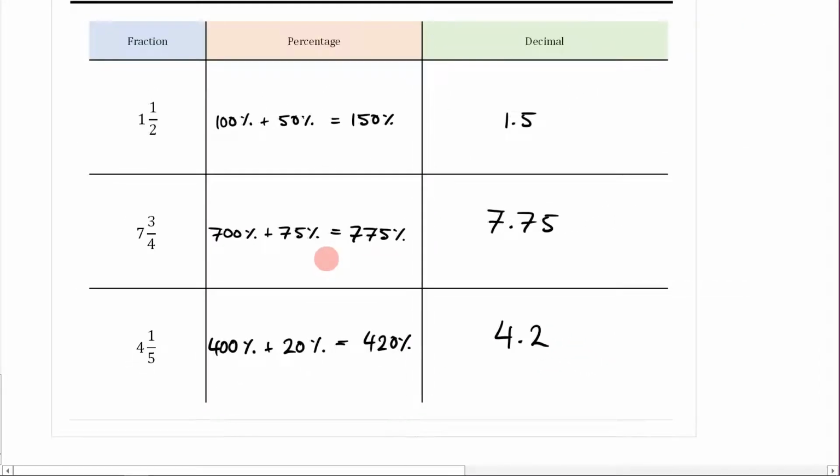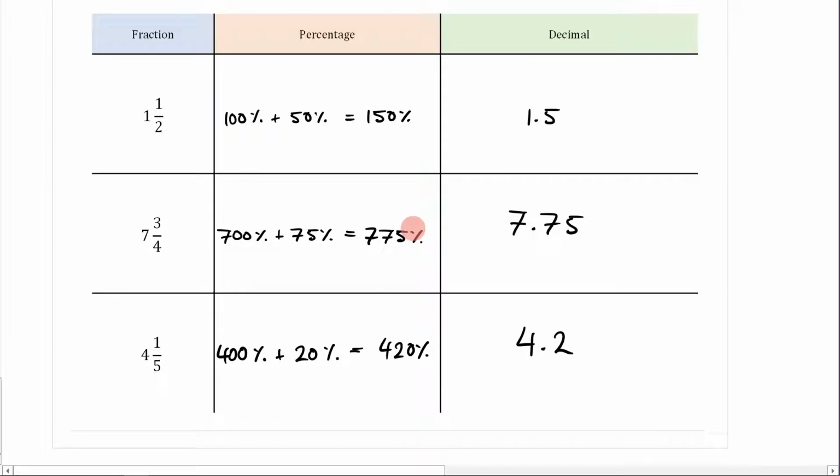So it's really important that you have some really good basic understandings of these things, because if you're given something like 3/4 or 1/5, you should know that it's 75% or 20%, or that a half is 50%. All those basic things you should know off the top of your head.